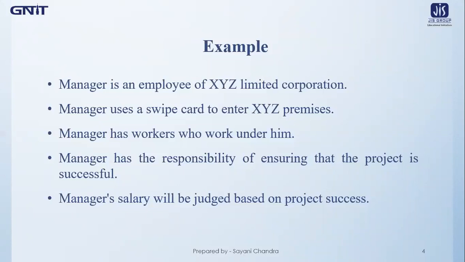If one object gets deleted, another object will also get deleted. This relationship is known as composition relationship. Let's take some other examples.